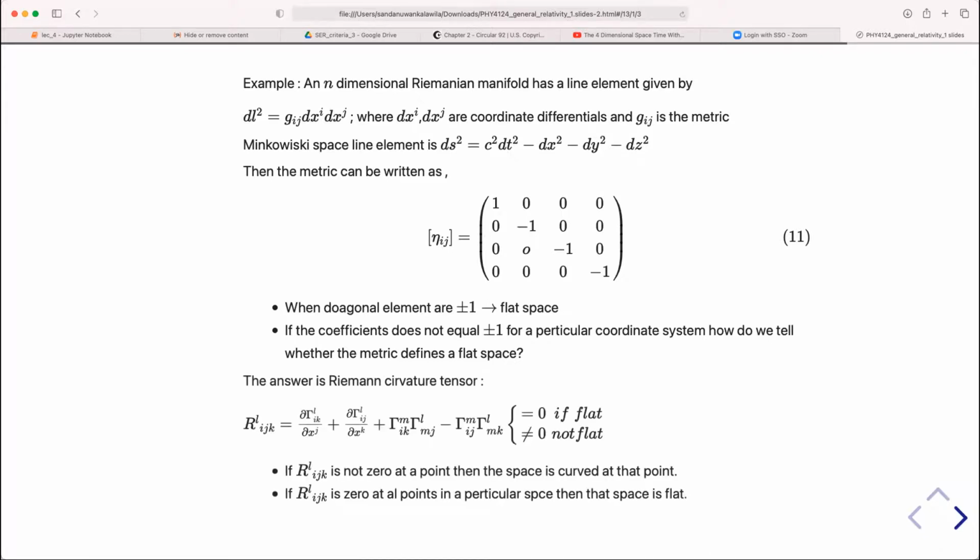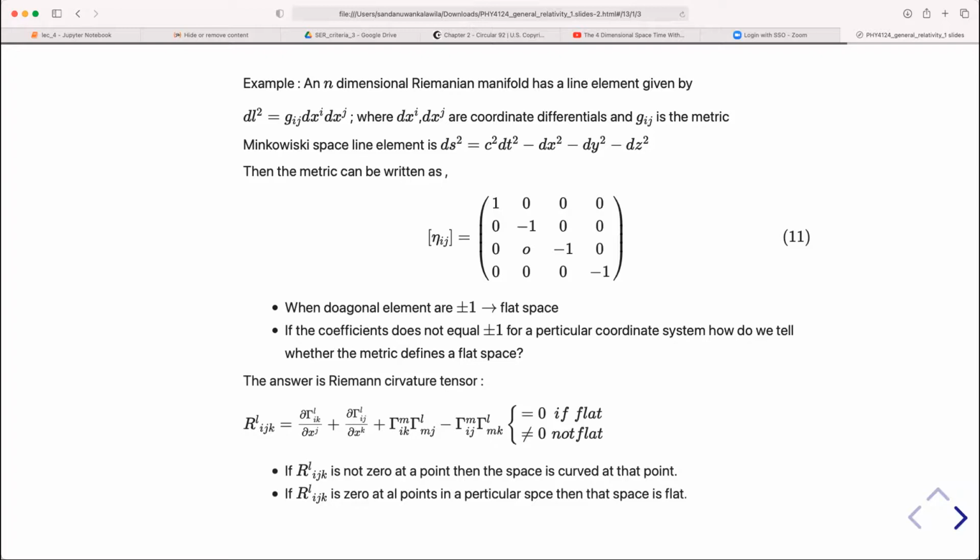Right? Because if it is plus or minus 1, then it is clear. Now here is the way we define whether a particular space is flat or not, and that is defined basically by the Riemannian curvature tensor, right? Once again, I can see that there are a few spelling mistakes here. I will make those corrections when I upload the newer version.